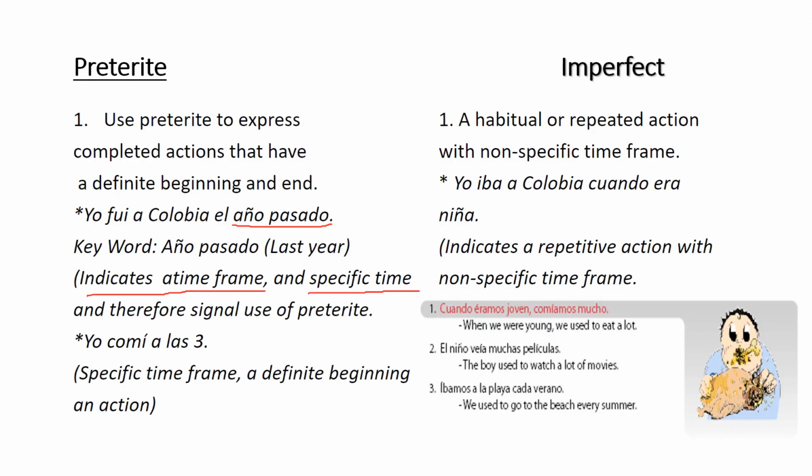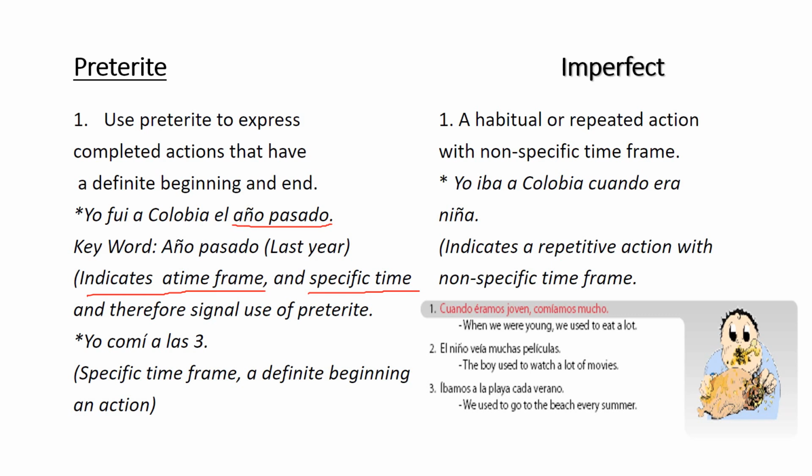Okay, preterite versus imperfect. We use the preterite to express completed actions that have a definite beginning and a definite end. Take a look at this example. Yo fui a Colombia el año pasado. I went to Colombia last year.